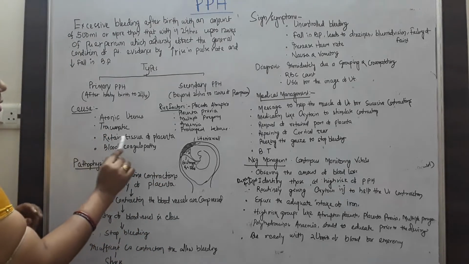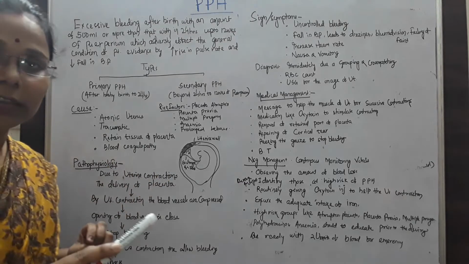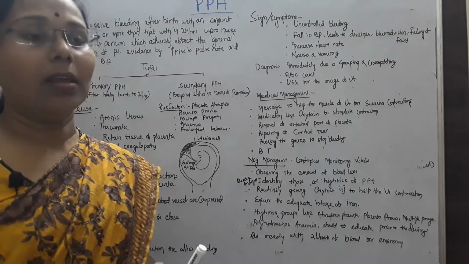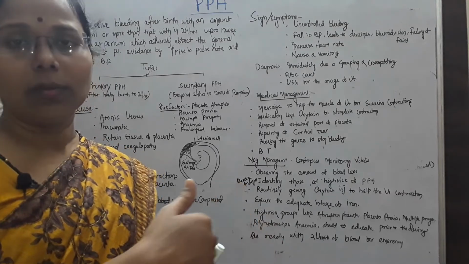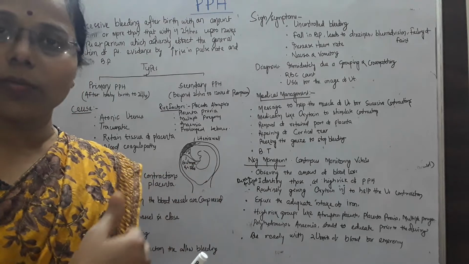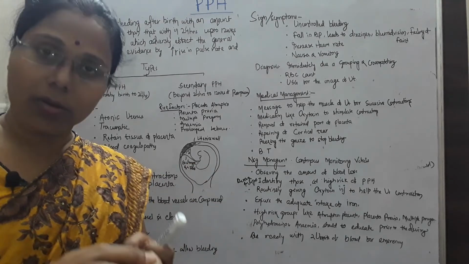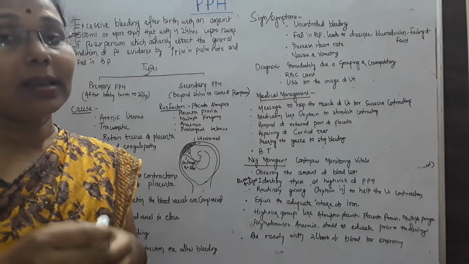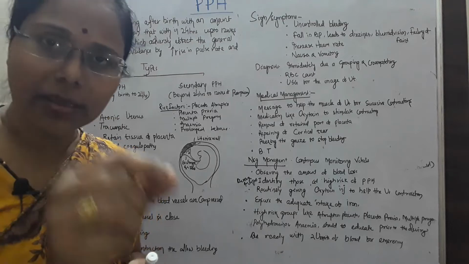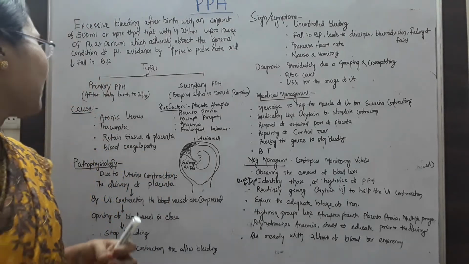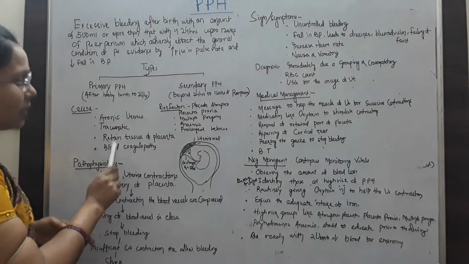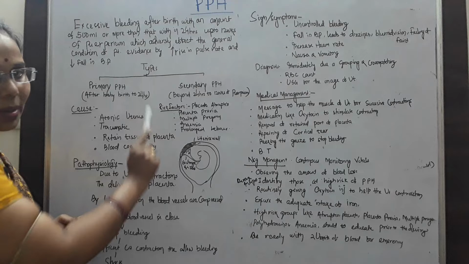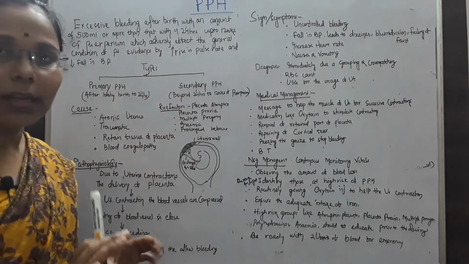Another cause is retained tissue of the placenta. When we deliver the placenta, we remove it very gently from the uterine wall. Softly we move the hands across the wall of the uterus and remove it, and removal of the placenta is also done by controlled contractions. If any retained particle is present inside the wall, that leads to bleeding. Also, women having diseases like blood coagulopathy may suffer PPH during delivery.